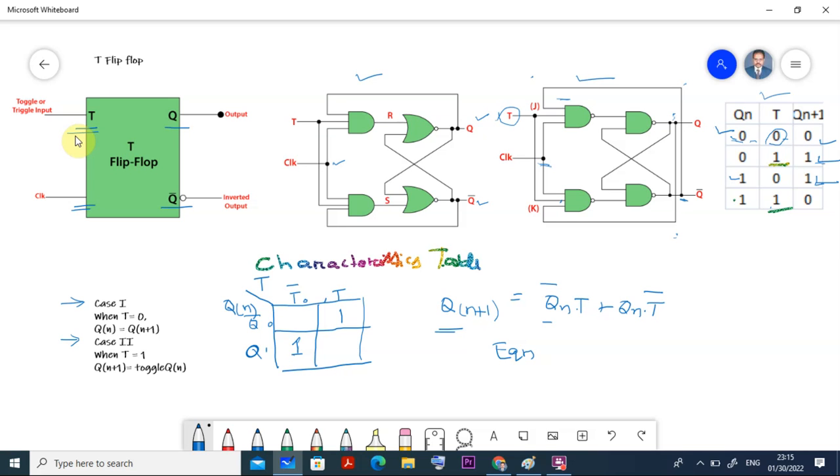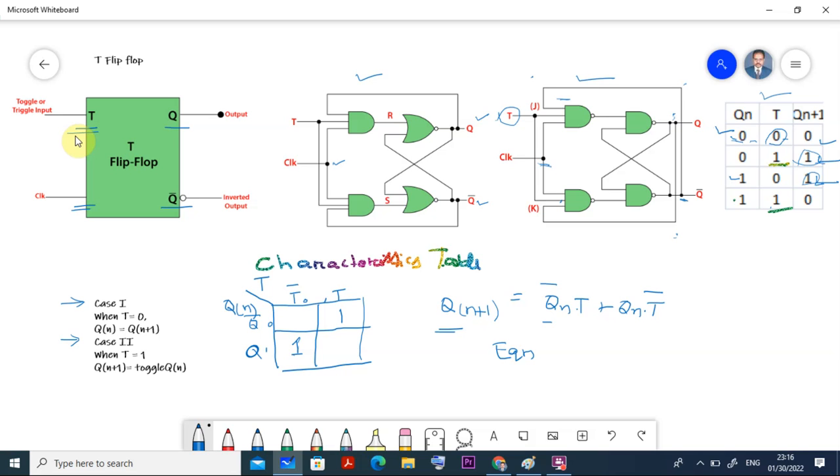This is the truth table, and we summarize like this. When T is equal to 0, what are the values, and when T is equal to 1, what are the values. I have written it here. Fine. So based on that, I have gone for the characteristics table, and in the characteristics table, where the value is equal to 1, here is one case of 1, and another case of 1 here. The same thing I represented. Then I find the equation.